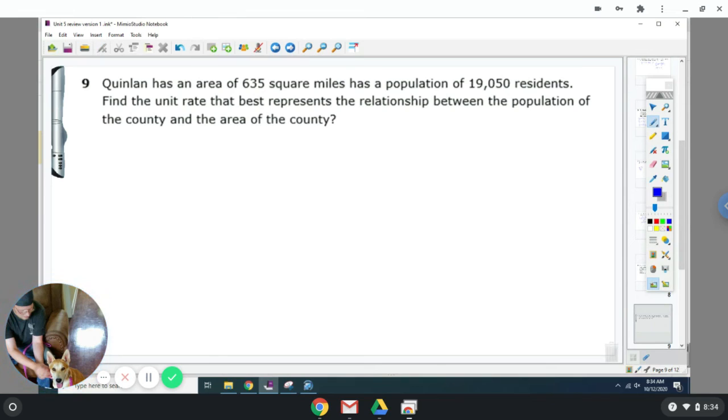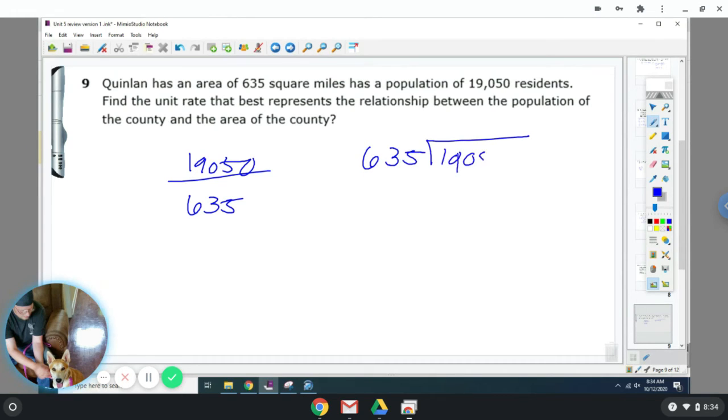All right, number 9. Quinlan has an area of 635 square miles that has a population of 19,050 residents. Find the unit rate. So basically you're trying to figure out how many people are in each square mile. So there's 19,050 residents for 635 square miles. You want to figure out how much 1 square mile is. To find the unit rate, you just divide. So you're going to divide 635 into 19,050. When you do that, you get exactly 30. So there's 30 residents per square mile.